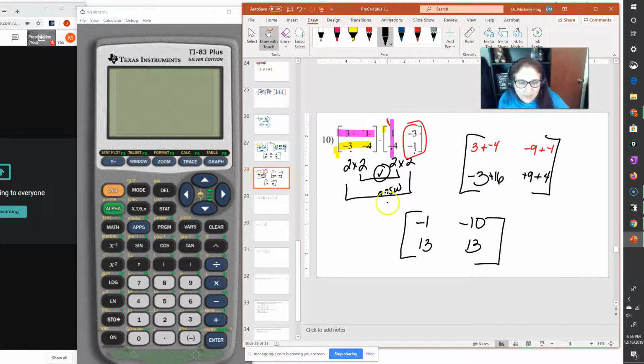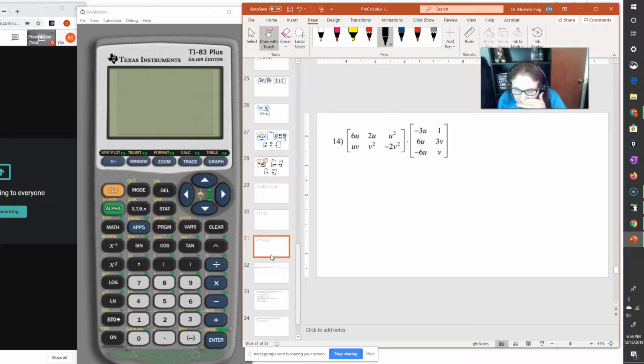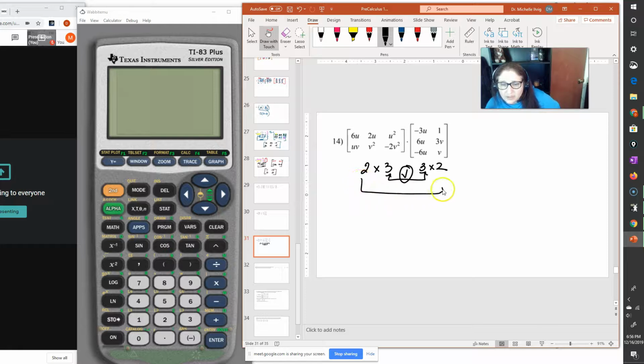Okay. Let's just kind of jump ahead because we're already kind of at the hour. Okay, let's go to 14. Here we have a 2 by 3. Here we have a 3 by 2. Okay, both of these match, so we know we can do the multiplication. And we know our answer is actually going to be a 2 by 2.